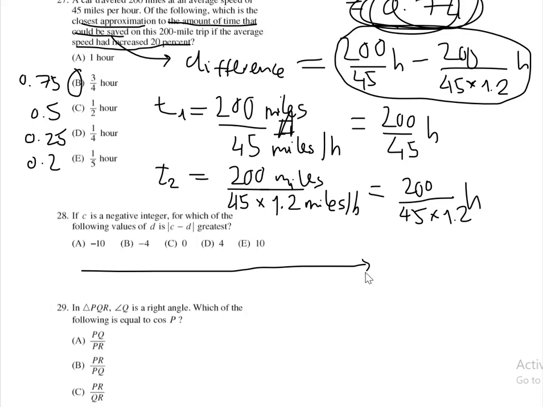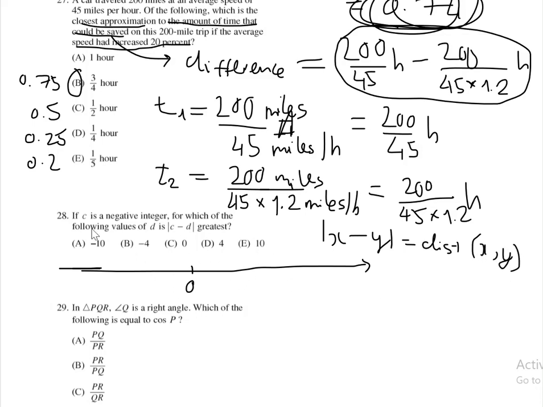If we draw a number line like so, this is 0, then the difference between any point x and y, or the absolute difference between any point x and y, is the distance between x and y on the number line.